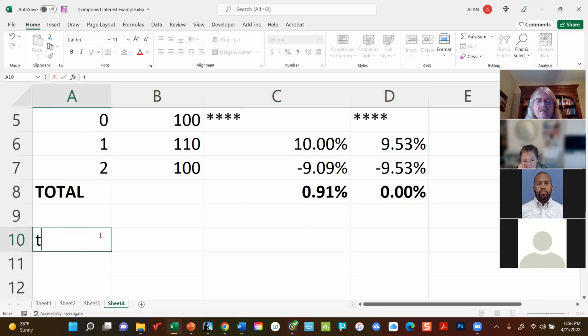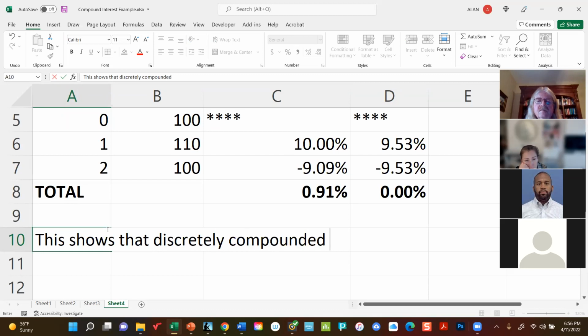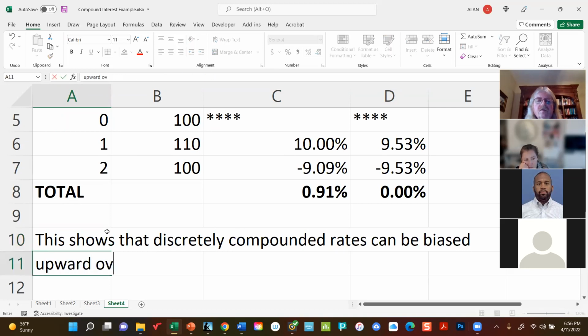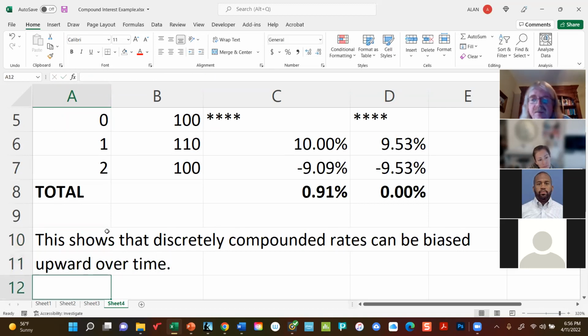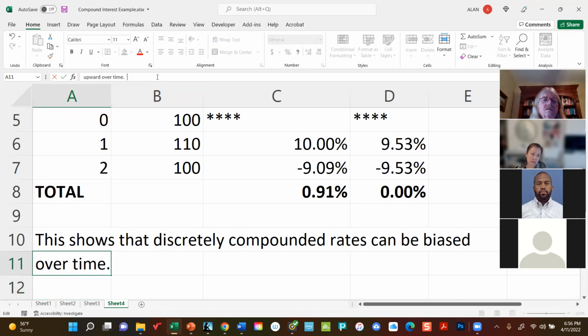this shows that discretely compounded rates can be biased upward over time and give it the appearance of a higher return than we're actually getting. This is not a problem with continuously compounded rates.